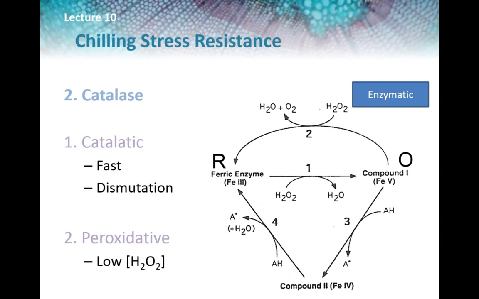The second cycle is the peroxidative cycle. This occurs when the concentration of hydrogen peroxide is low. The first step of this cycle is the same as the catalytic cycle. The difference is that iron is reduced in a two-stage process by 2 single electron transfers, shown here in step 3 and 4. This requires 2 electron donors.